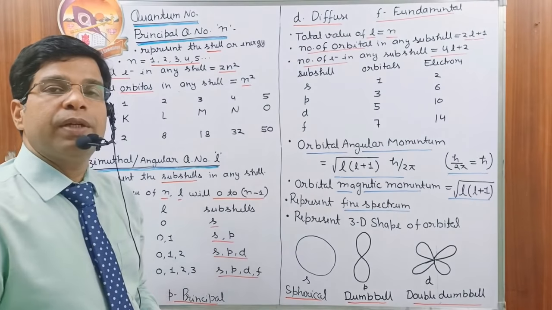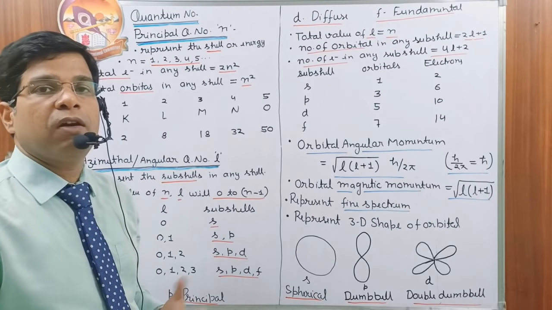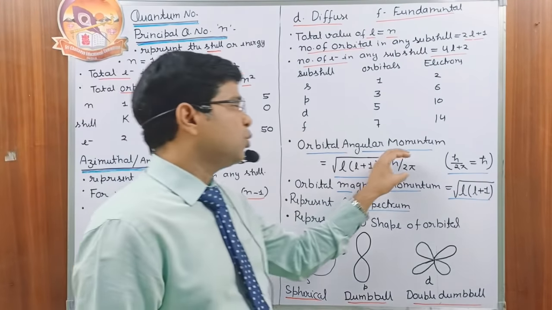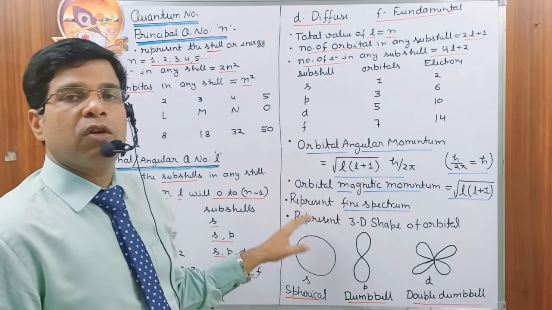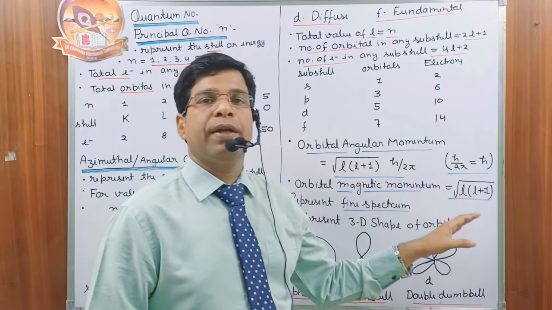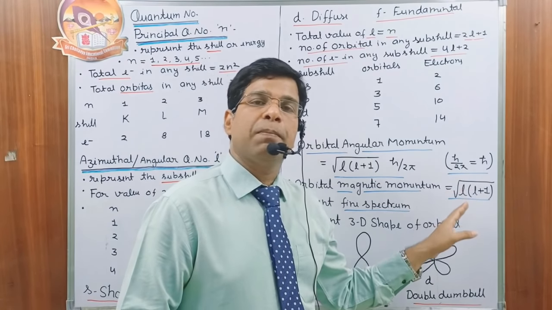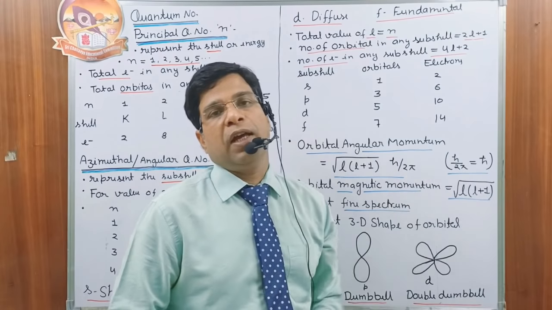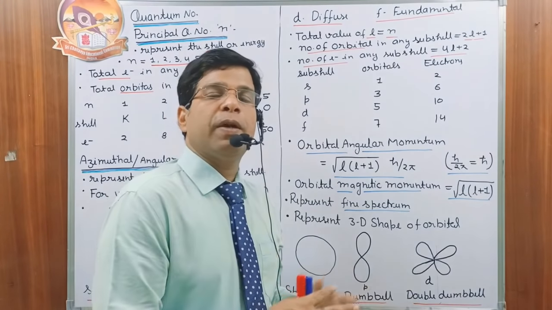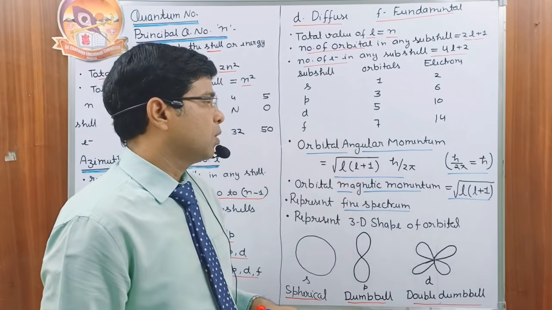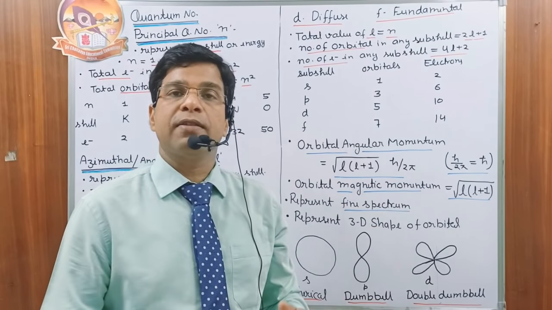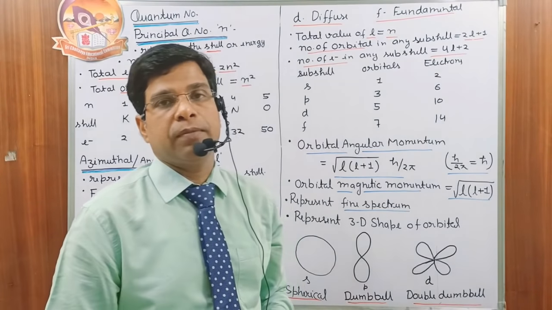It also represents the orbital magnetic momentum. If we remove the h upon 2 pi from here, then that becomes the formula of the orbital magnetic momentum. The orbital magnetic momentum is simply square root of l into l plus 1. If h upon 2 pi is also given, it is the orbital angular momentum, but if h upon 2 pi is not given, it is the orbital magnetic momentum.